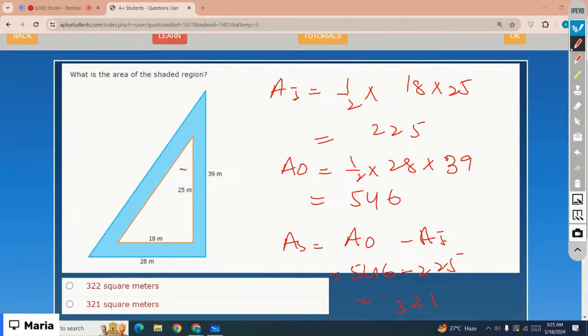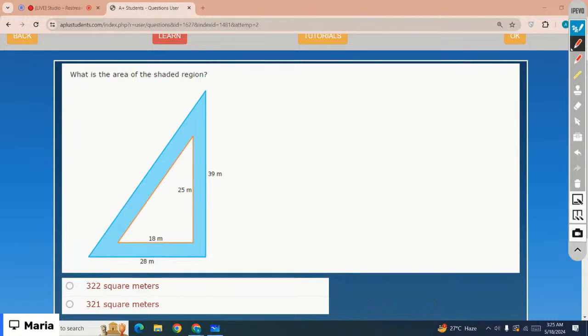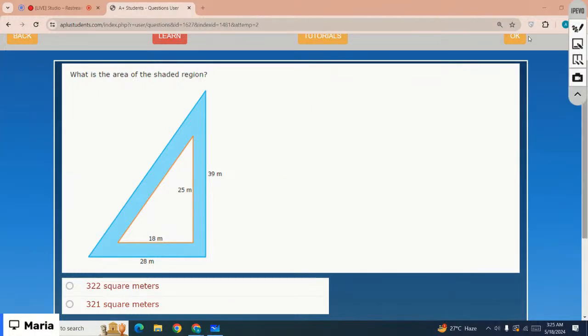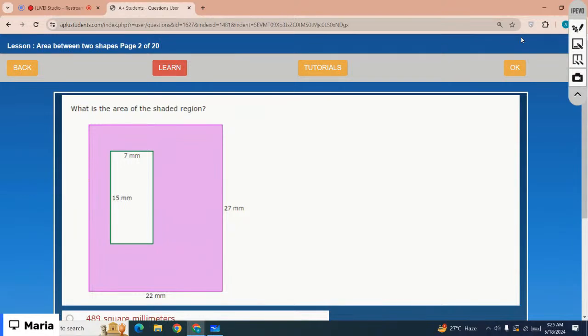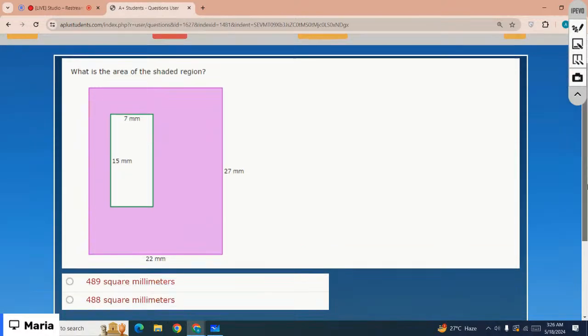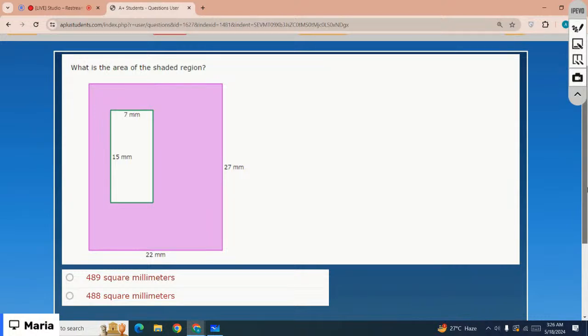Okay, let's just move on to the next one. So whatever shape it is, you have to do exactly the same thing. Calculate the area of the shapes and then subtract the area of the inner one out of the outer one. What is the area of the shaded region? So just do the same thing. That is just a rectangle. You have to calculate the area of the outer rectangle and the area of the inner rectangle, and then you have to subtract them. So which is the correct option?